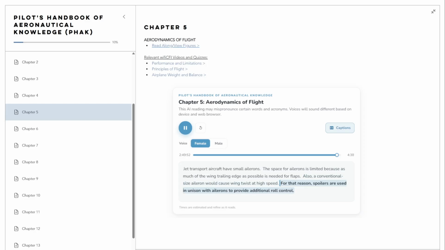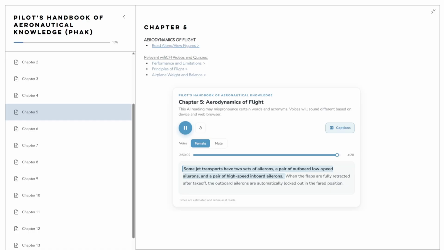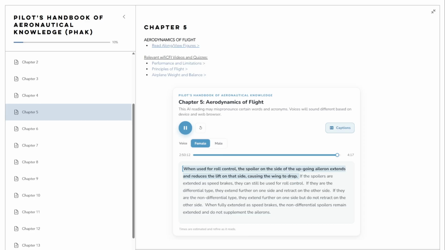For that reason, spoilers are used in unison with ailerons to provide additional roll control. Some jet transports have two sets of ailerons, a pair of outboard low-speed ailerons, and a pair of high-speed inboard ailerons. When the flaps are fully retracted after takeoff, the outboard ailerons are automatically locked out in the faired position. When used for roll control, the spoiler on the side of the upgoing aileron extends and reduces the lift on that side, causing the wing to drop.